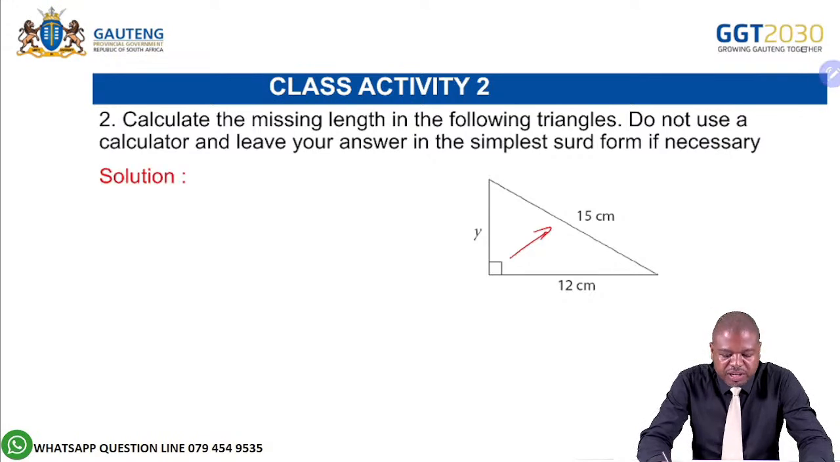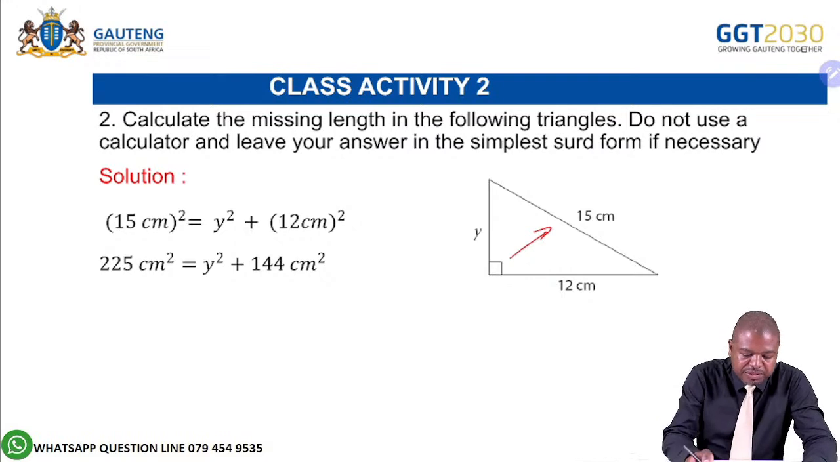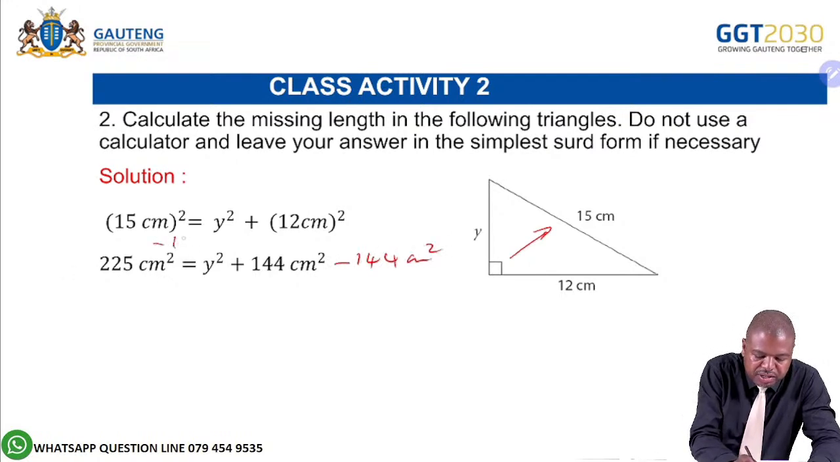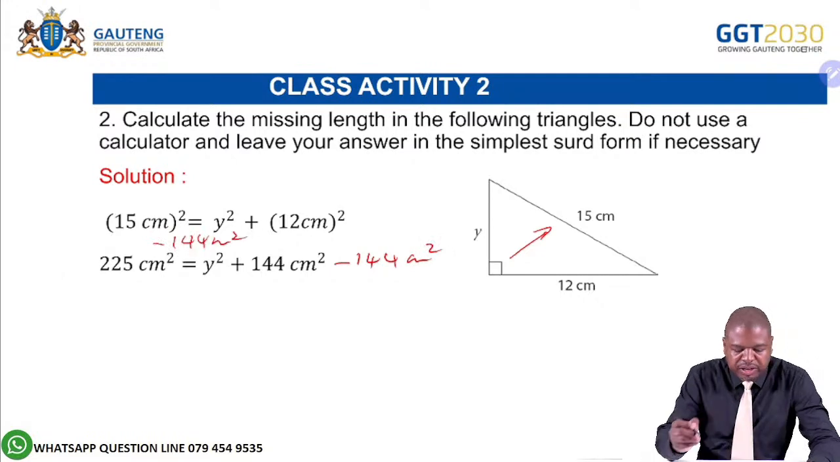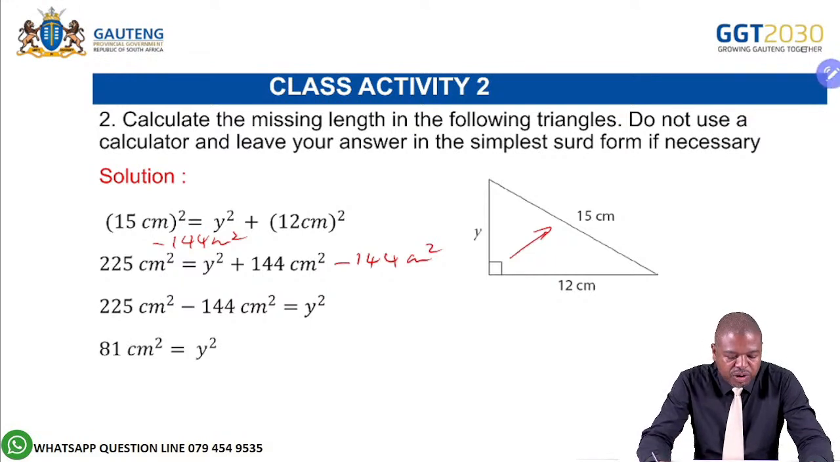So if we state our Pythagoras theorem there, we are going to have 15 centimeters squared is equal to y squared plus 12 centimeters squared, and if you simplify that, we are going to get 225 centimeters squared is equal to y squared plus 144 centimeters squared, right? And then applying the additive inverse on both sides, we will remain with 225 centimeters squared minus 144 centimeters squared is equal to y squared, right? If you simplify on our left hand side, you're going to get 81 centimeters squared is equal to y squared.